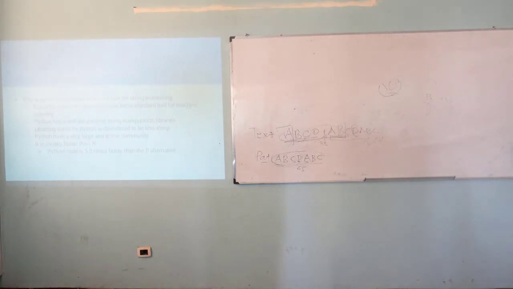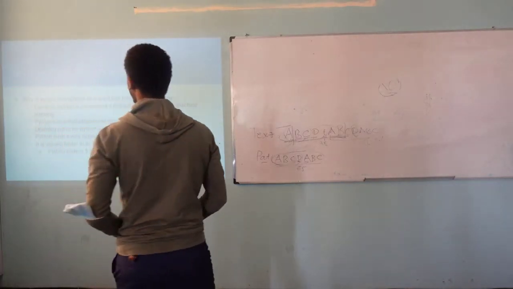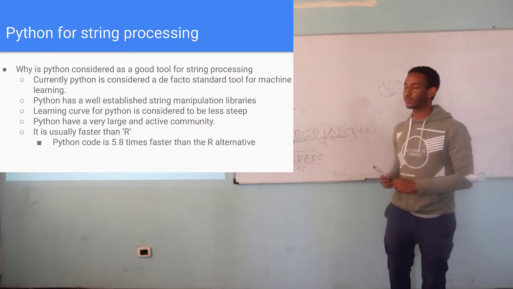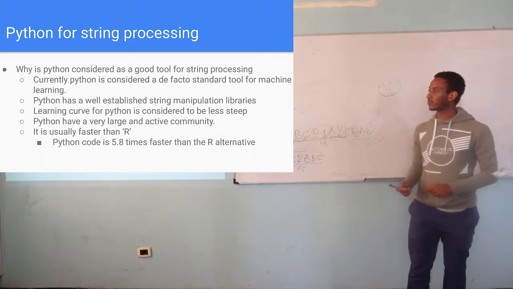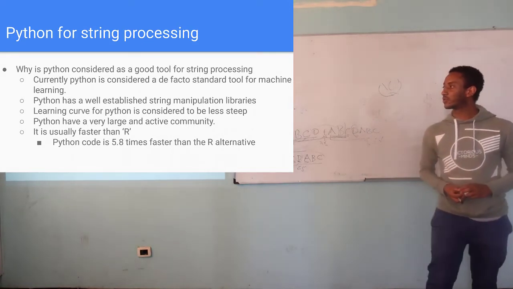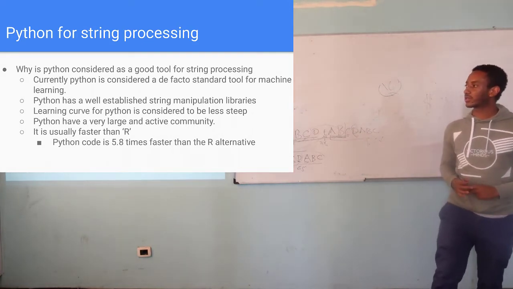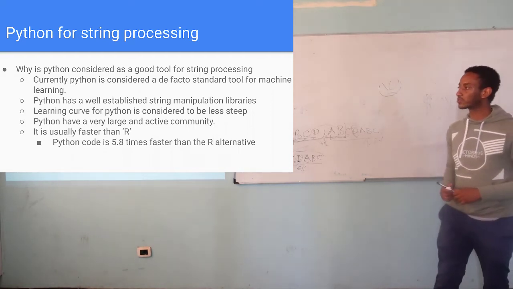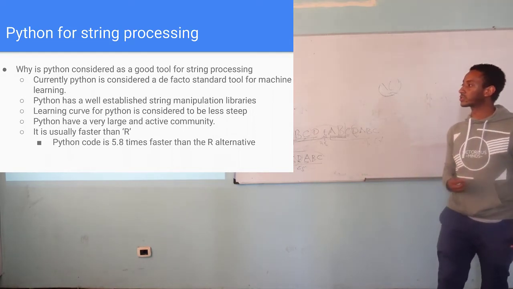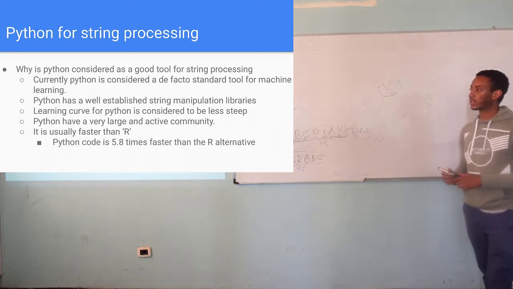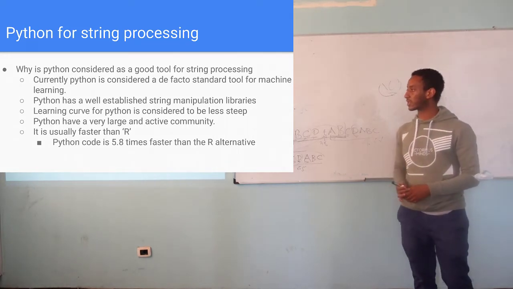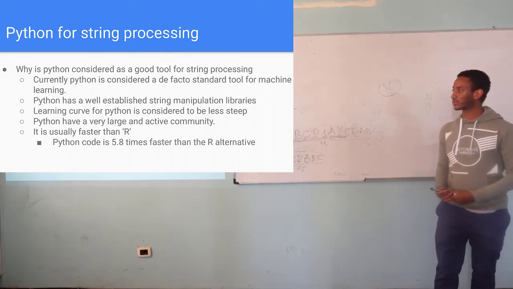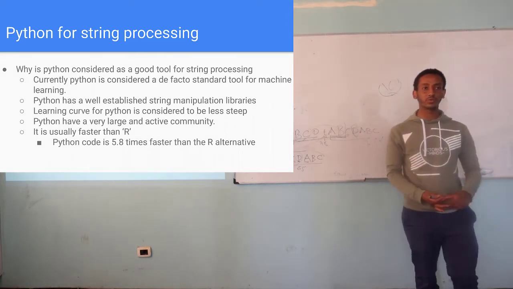And finally, for Python users, I think Python is considered very good for string processing. Actually, R is considered very good for string processing, but many people prefer Python because Python is currently kind of a de facto standard for machine learning. We normally use Python much more frequently than before, and it also has a lot of string manipulation libraries. Maybe it's not as good as R, but it has a lot, and it also has very big community support.